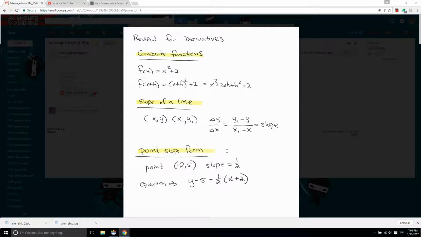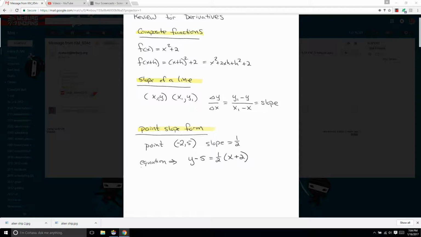So here's where we're going to start off with some review for Chapter 2. First of all, composite functions. If a function of x is given by x squared plus 2, then f of x plus h means we have to plug in the quantity of x plus h everywhere we find x squared. So in this particular case, we would have to expand this binomial by either FOIL method or the binomial theorem to get the following result. There are no like terms, so I'm just going to leave it like that for right now.